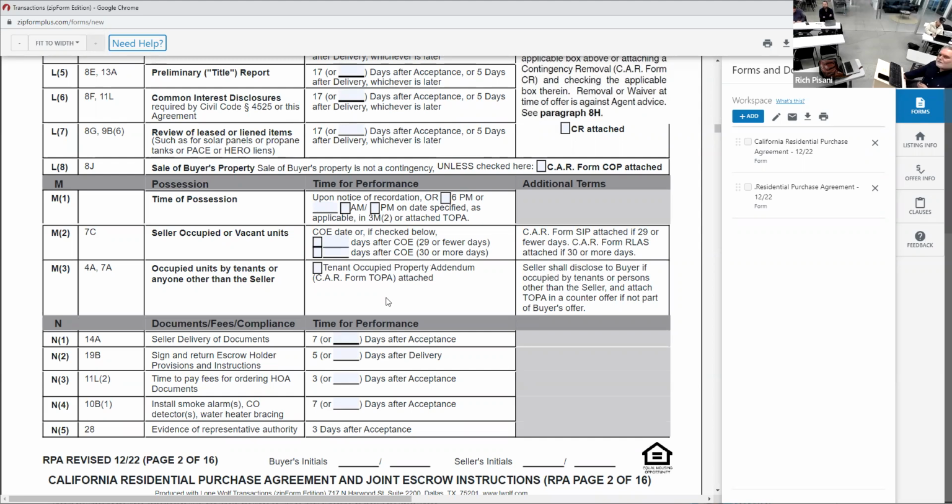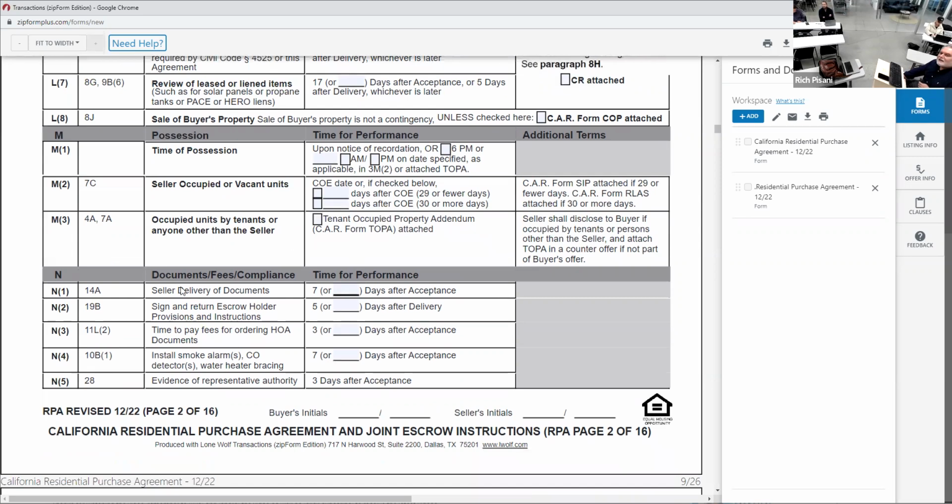So if you check these boxes, it automatically generates these forms. If it's tenant occupied, then you must use these forms. Seller, okay, so the seller delivery of documents. The seller has 7 days to deliver after acceptance, so 7 days. That's the title, that's disclosures, that's all of that.